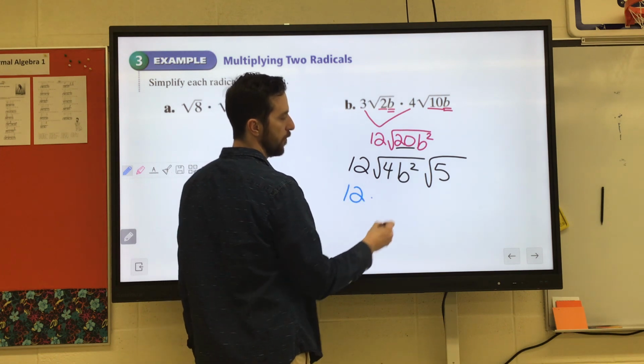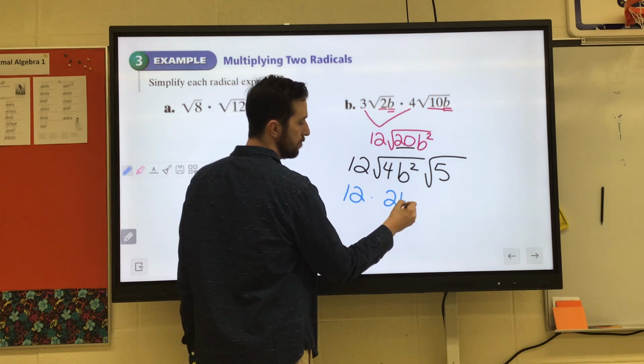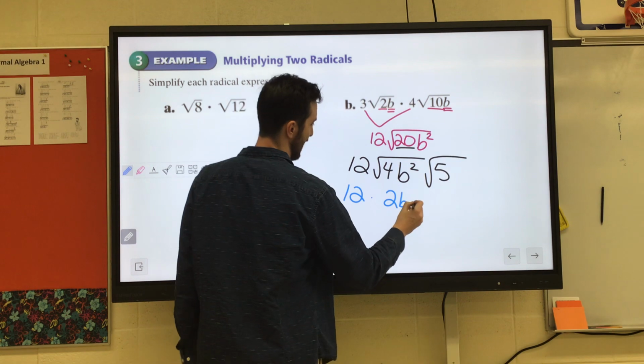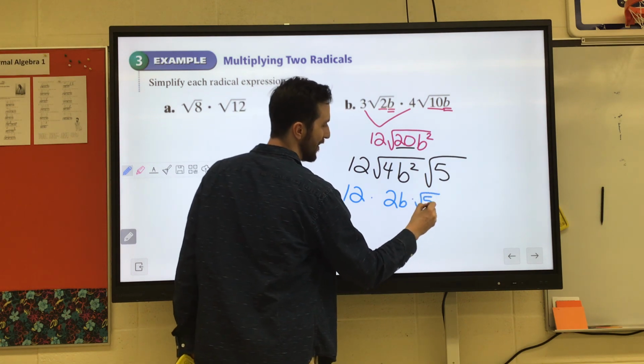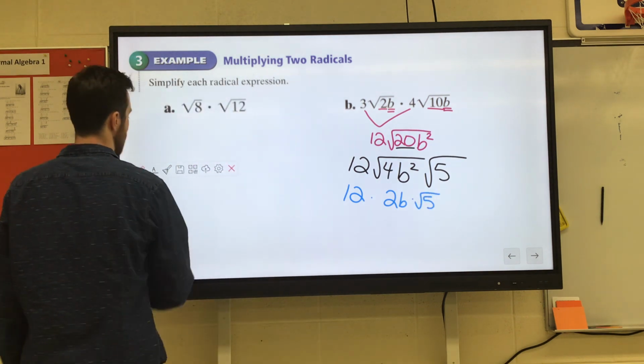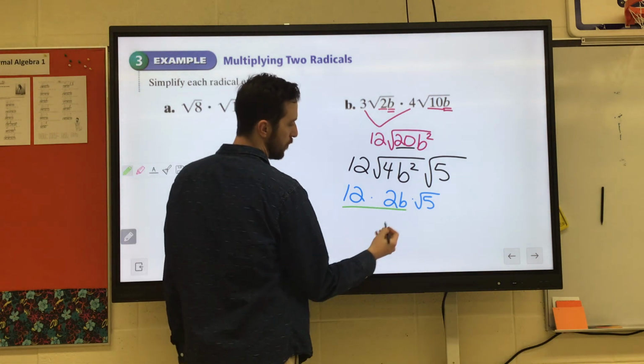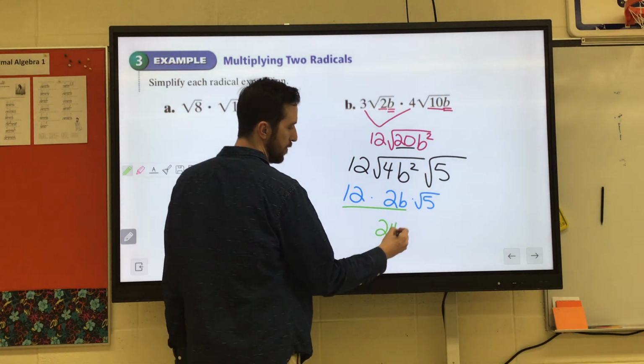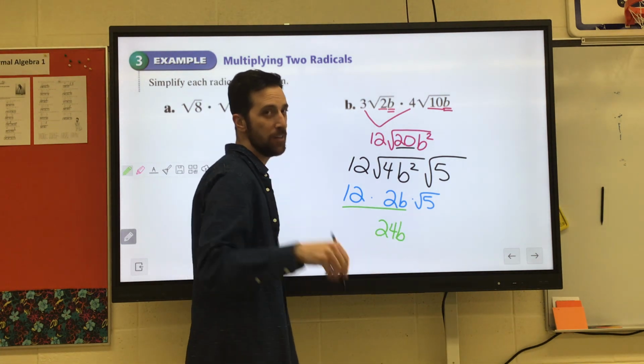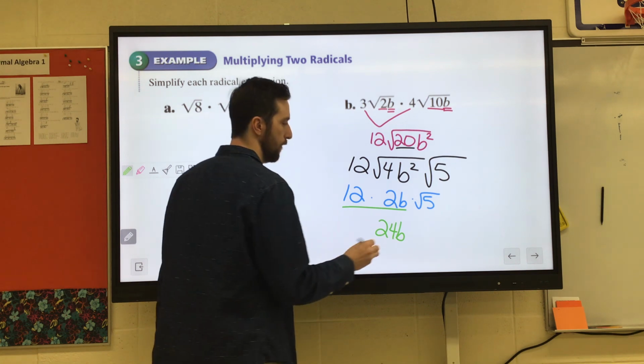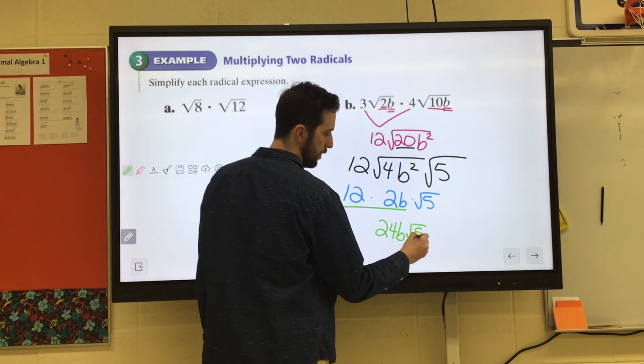12 times the square root of 4b squared is 2b, or not to be. Oh gosh, I don't know how I do it, folks. And then we can just multiply the 12 times 2b, that's 24b, or 24 not to be. Right. And then you got your root 5.